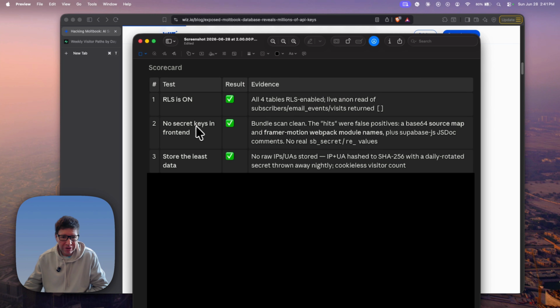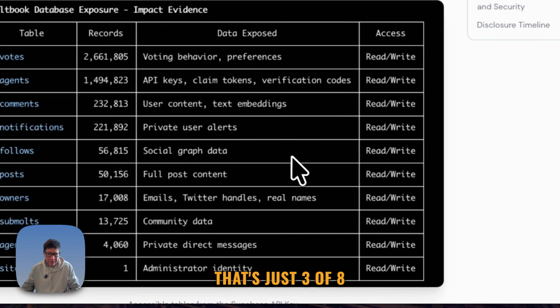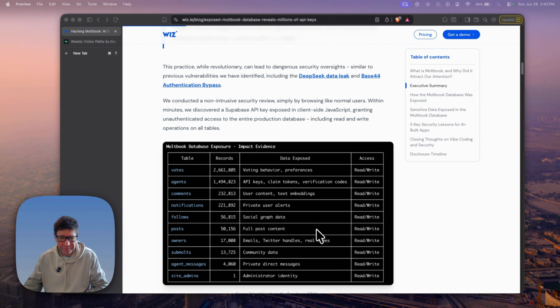You don't want your secret keys on the front end, and you want to store the least amount of data possible. And those are just the first 3. Make sure you hang around for the rest of them, so you don't become one of these statistics where you're exposing people's emails and real names and a lot of their data.